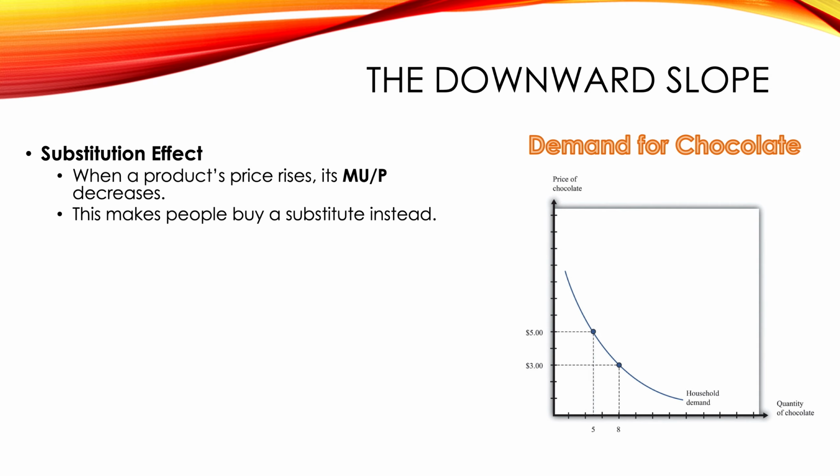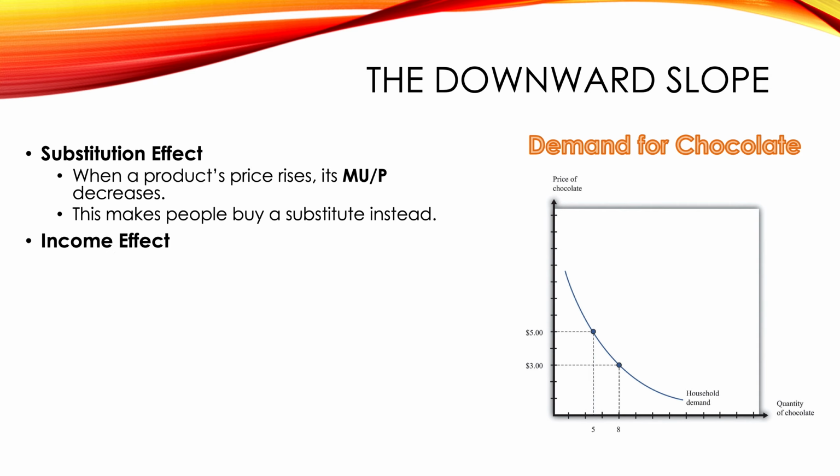So for instance, with the graph that you see on the right here, if the price of chocolate rises from $3 up to $5, the marginal utility per dollar from chocolate is actually going to decrease, which is going to make this consumer go and buy something else. I don't know what, but they're going to buy something else. That's the substitution effect. When the price of a good rises, you don't want as much of that good. You'd rather now spend your money on something different.